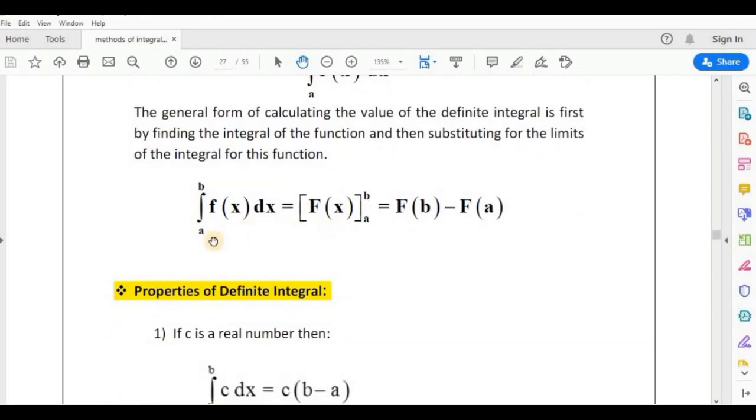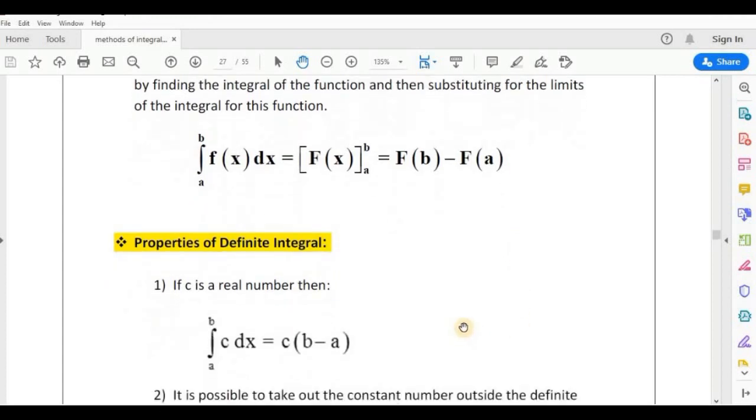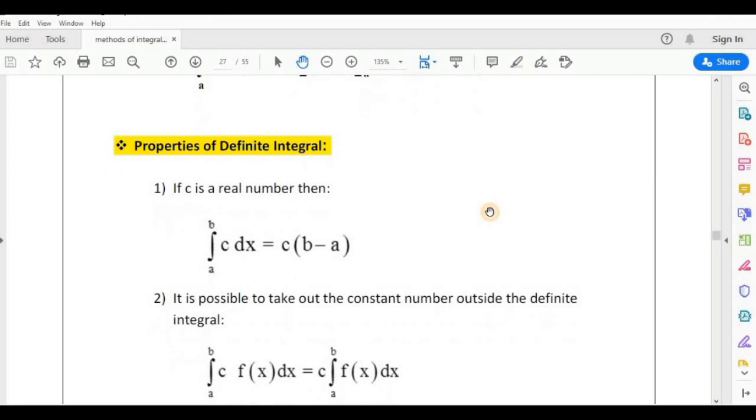As we can see here, this is a definite integral. First we will find the integral for the function, it will be F(x), and later on we will substitute the limit values of this integral, so it will be F(b) minus F(a). In the practical example we will see it through the picture, it will be more clear. For the moment, let's see the next point, the properties of definite integrals.